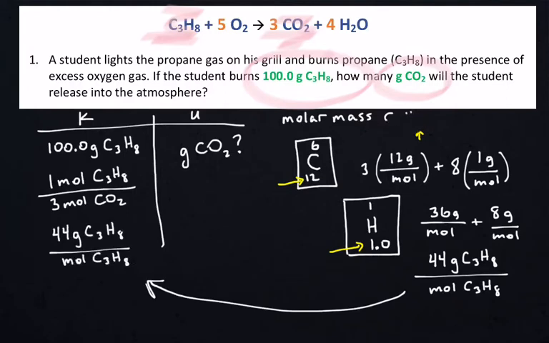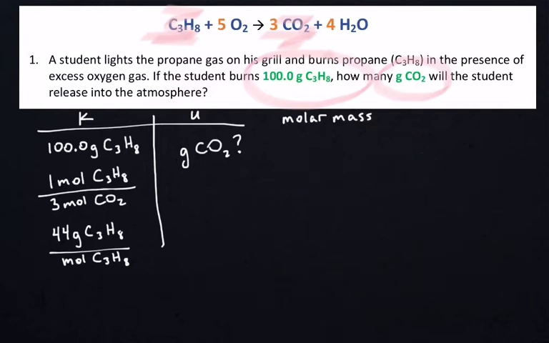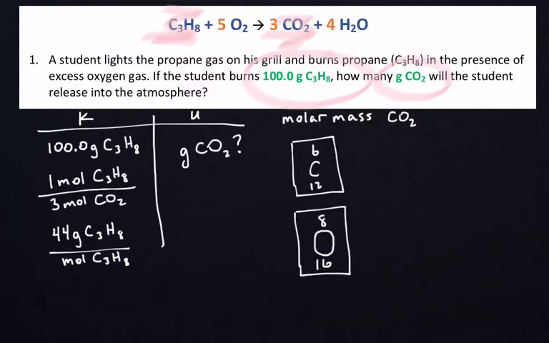Now I'm going to make some more room for myself. Let's do the molar mass of carbon dioxide. There's carbon, there's oxygen on the periodic table. The atomic mass of carbon is 12. That means the molar mass of carbon is 12.